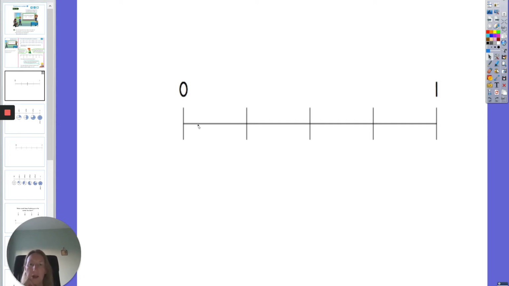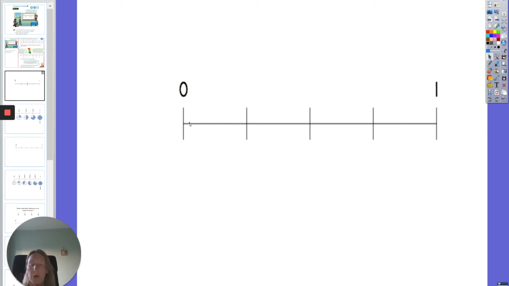So the first thing you need to do is work out what your number line is split up into. So you need to count 1, 2, 3, 4. So your number line has been split up into 4 equal parts. Now you know that as a fraction, if we split it into 4 equal parts, we're talking about quarters. So each of these intervals represents a quarter.